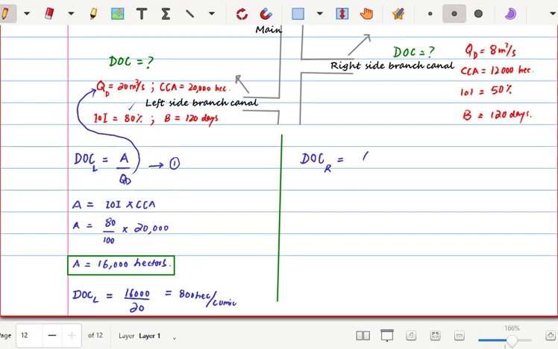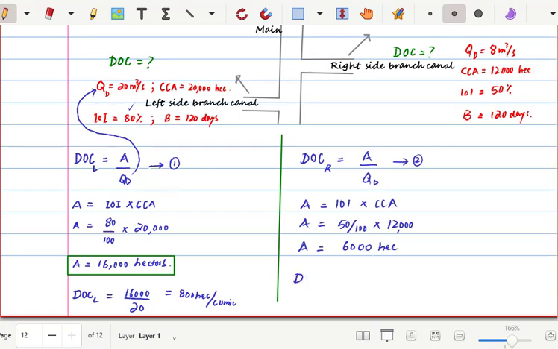So for right side now, same formula, QA divided by QD, equation number 2. So A is equal to IOI multiplied by CCA. IOI for right side is 50%, right? So 50% means 50 divided by 100 multiplied by CCA for right side, which is 12,000 hectares, sorry. So the area to be irrigated will be equal to 6,000 hectares. It is going to be 6,000 hectares.